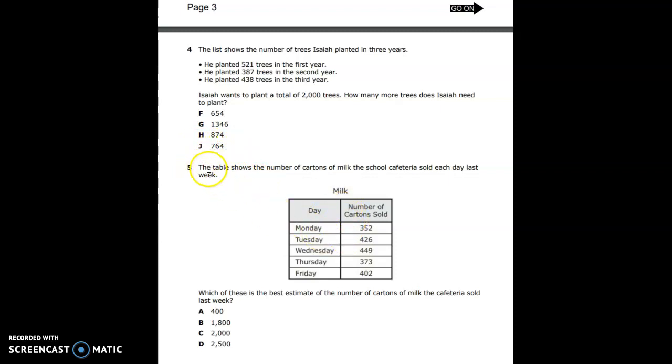Number 5. The table shows the number of cartons of milk the school cafeteria sold each day last week. The day Monday, cartons sold 352. Tuesday, 426. Wednesday, 449. Thursday, 373. Friday, 402. Which of these is the best estimate of the number of cartons of milk that the cafeteria sold last week? A, 400. B, 1,800. C, 2,000. D, 2,500.